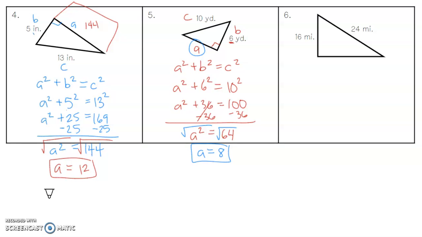Okay, over and over, that's the pattern. So find your right angle. There's your two legs. This is your hypotenuse. Okay, a squared plus b squared equals c squared. Keep telling myself that so it's in my brain.